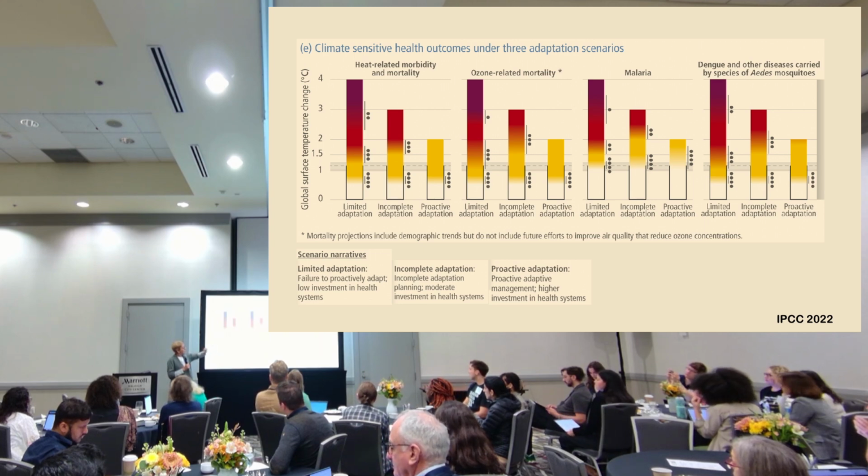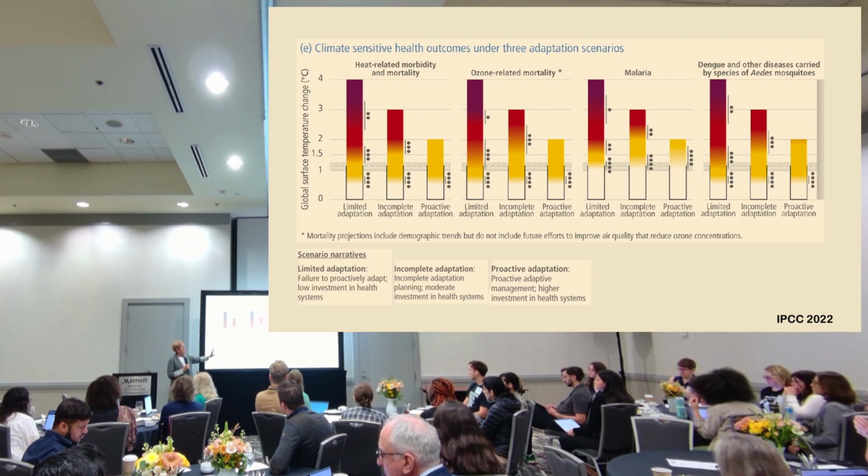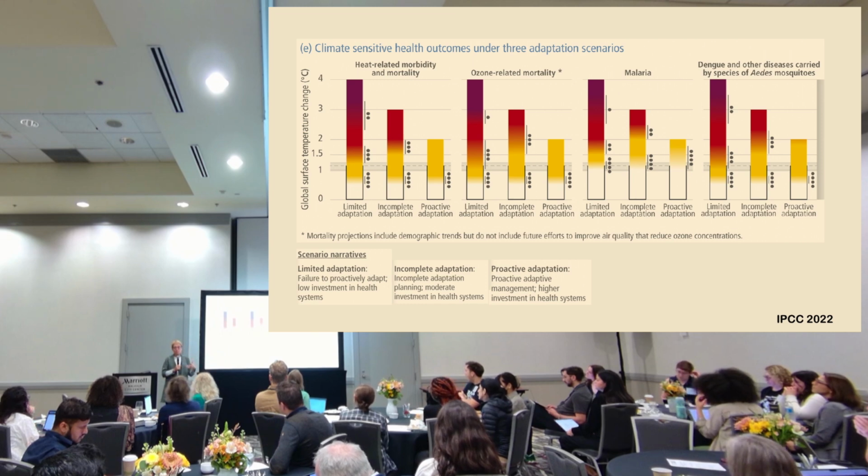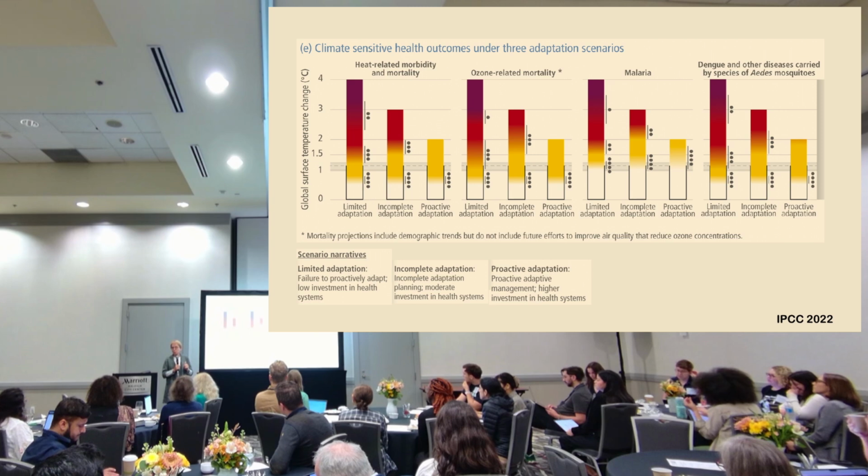So what we did differently in health is we have not just one set, but we've got 3 sets for each of these because there are 3 different visions of adaptation. There's limited, incomplete, and proactive adaptation. And just like the figure I showed you for heat, you can see how important both adaptation and mitigation are. You have to do both.